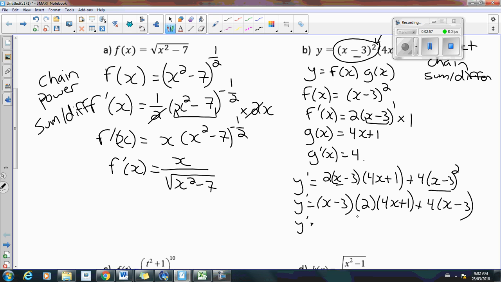Sorry, I missed a bracket here. So we should have a bracket here and a bracket here for where we factor out the x minus 3. If we multiply out what's in here, we end up with (x minus 3) times (6x minus 5) times 2.